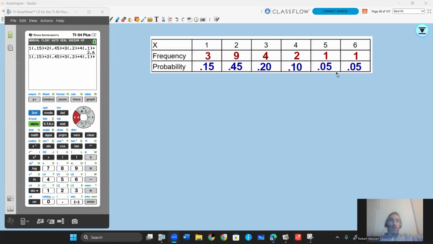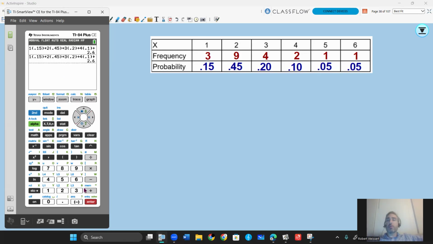If you remember in our problem with the number of children in the family, the mean was 2.6. Now, if I'm using the expected value formula, I'm simply going to take all of my discrete values and multiply them by the probabilities down below. So I do 1 times 0.15, plus 2 times 0.45, plus 3 times 0.2, and so on. And when I do that calculation, I will end up getting the 2.6 from my mean like I got before.